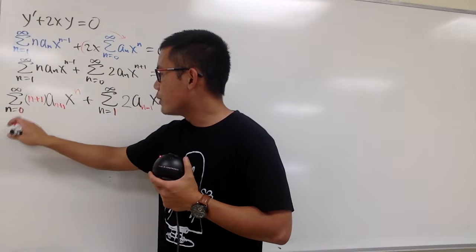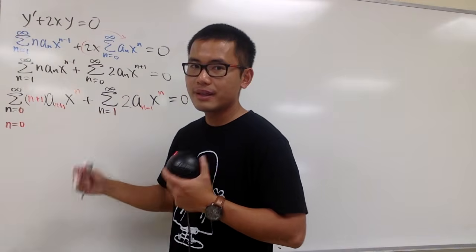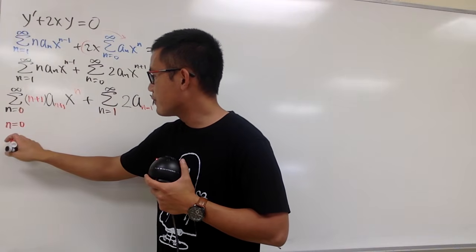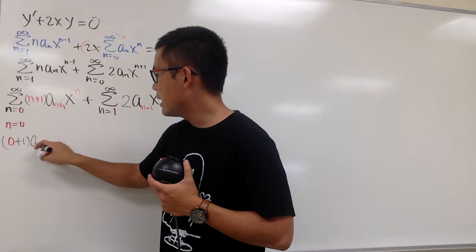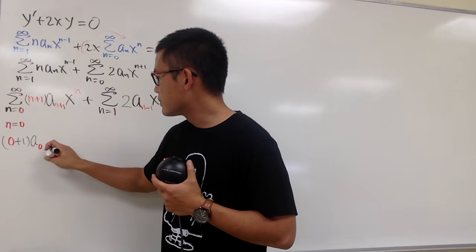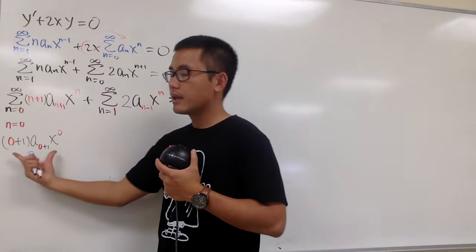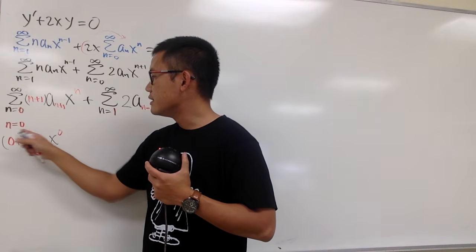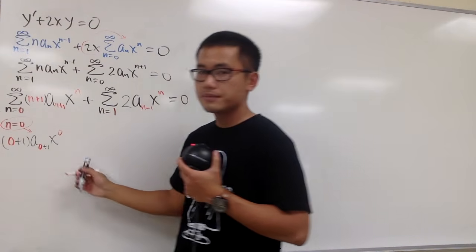So first, I will just plug in n equals 0 into here, here, here, and let's see what we get. So let me write it down for you guys. 0 plus 1, and then times a sub 0 plus 1 for the index right here, and this is times x to the 0th power. This is what we get when n is equal to 0, right? Let me just indicate that for you guys.